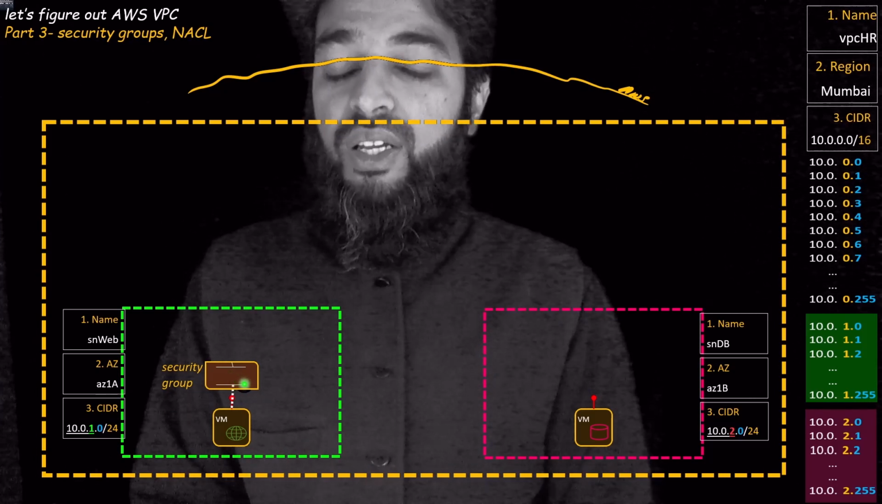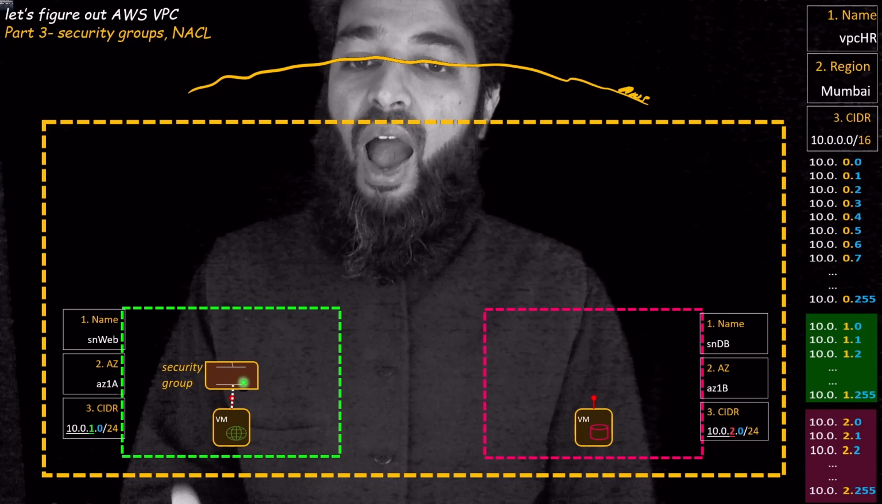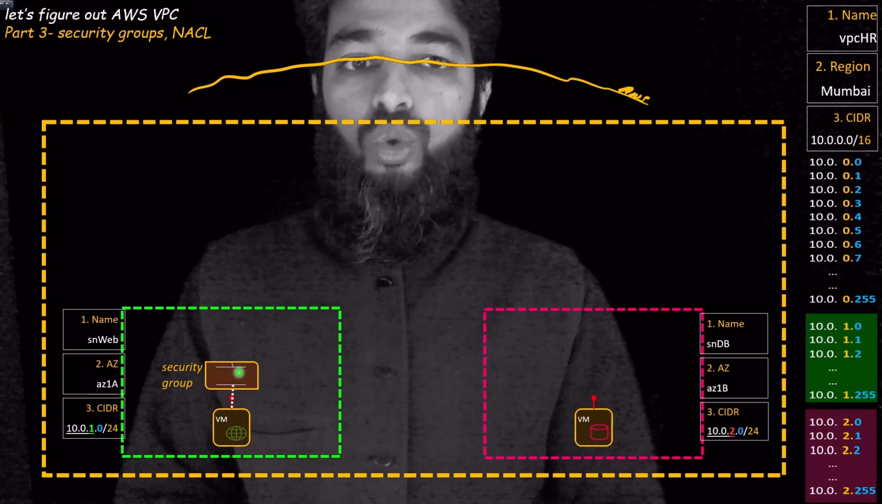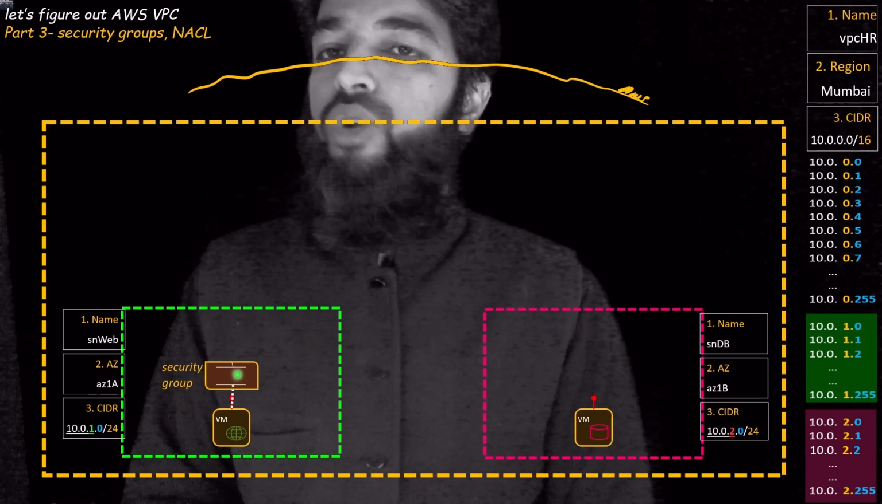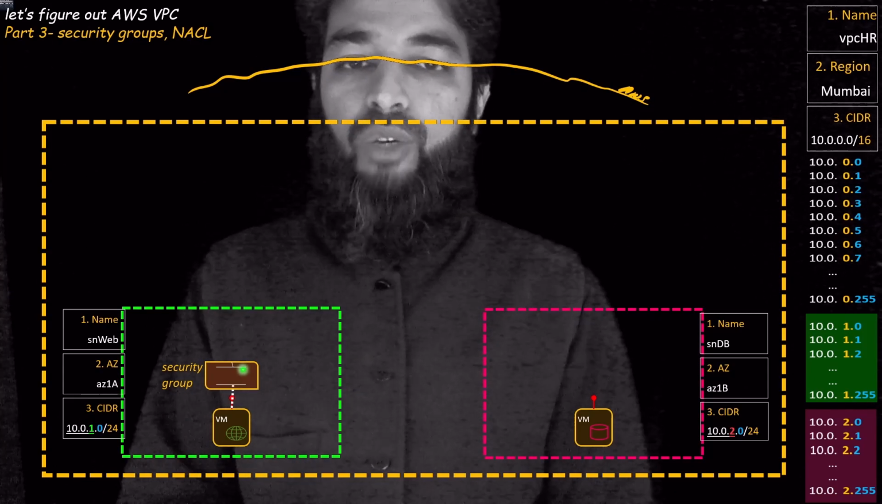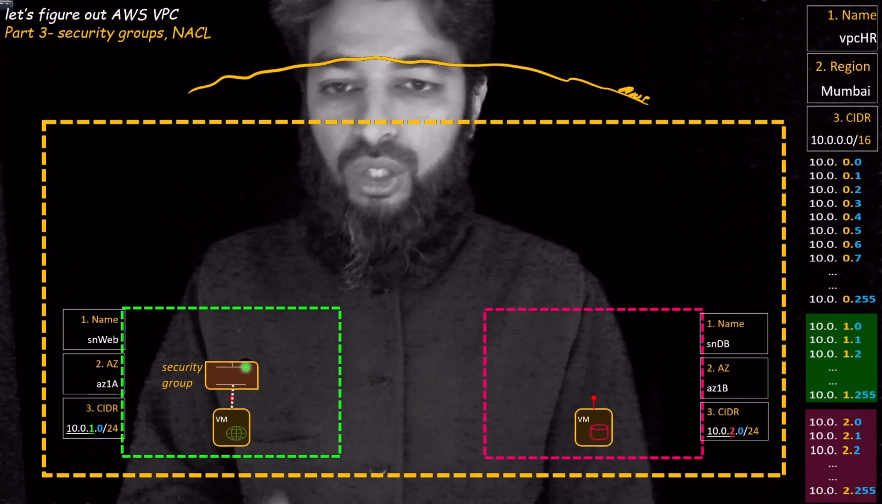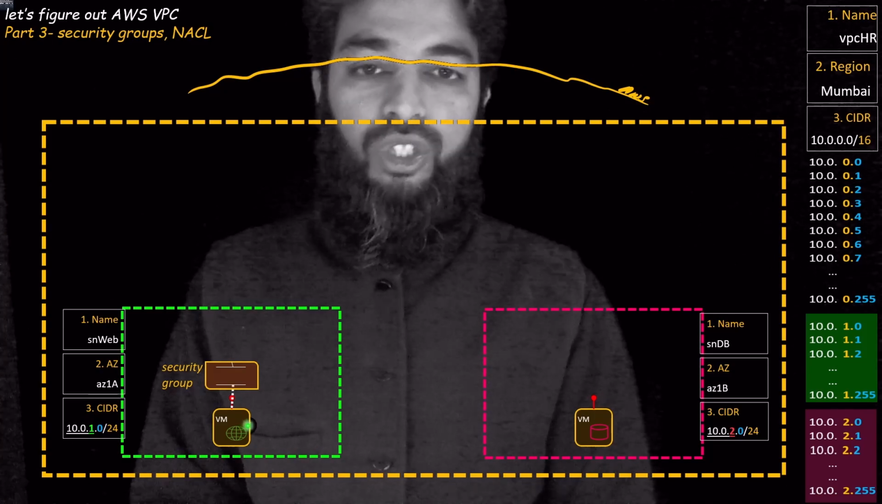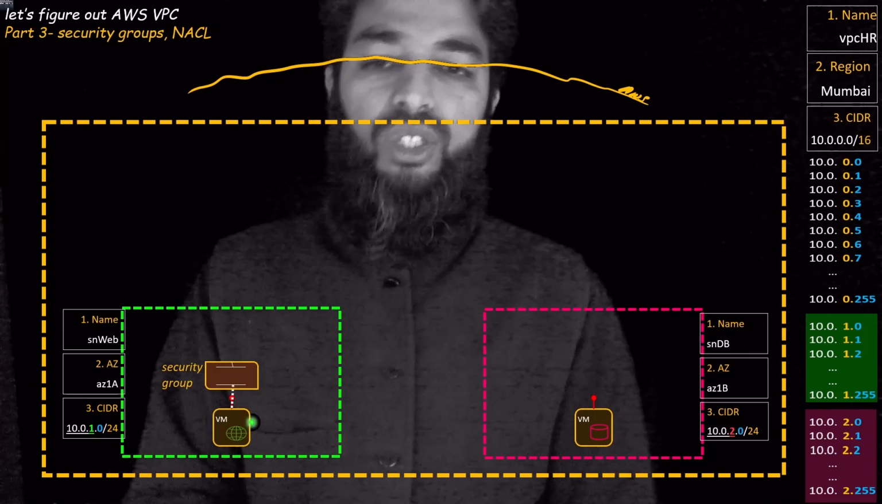Now for those who know about firewalls, security groups are nothing but virtual firewalls, just that they are external to your virtual machine. Those who don't know about firewalls, just ignore it.